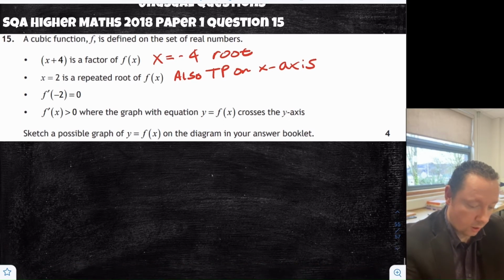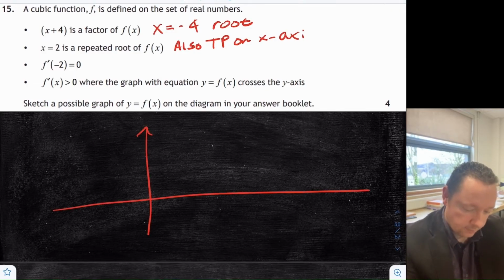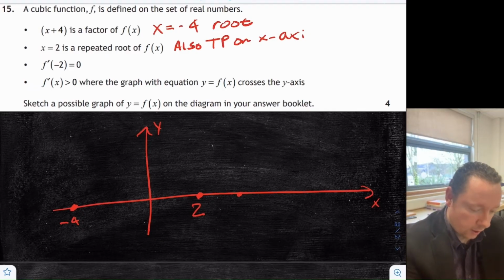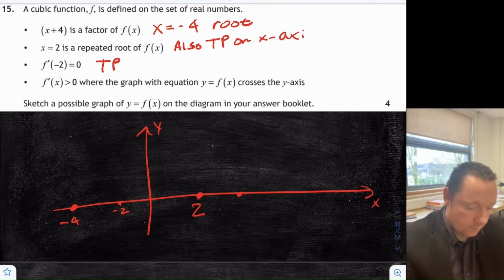So we can start drawing a graph. We can look at the other options in a minute. But if we draw a y and x-axis, just a quick sketch, we've got minus 4 as one of our roots, and we've got 2 as another root. And when looking at our derivatives, f dash of minus 2 equals 0. So we now know that at minus 2 we've got a turning point as well, not on the x-axis. But then we also know that f dash x is greater than 0 when it crosses the y-axis.